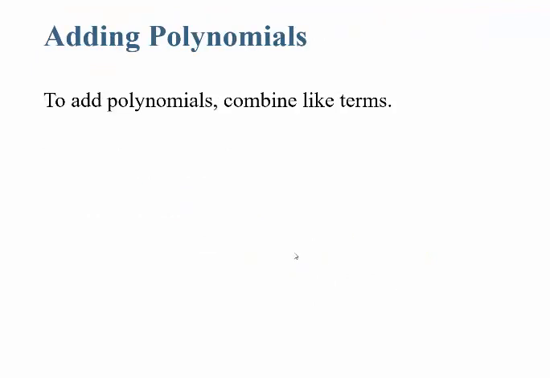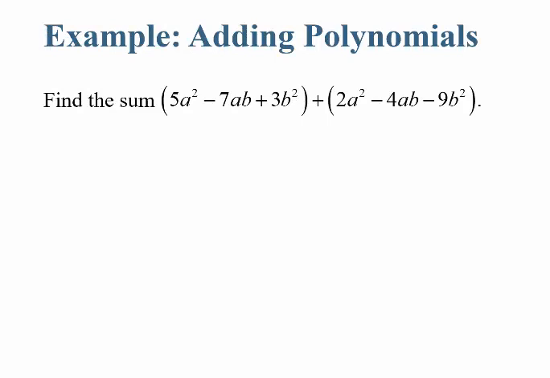All right, so to add polynomials, basically if you have two different polynomials and you want to add them, all you're going to do is just combine like terms. So suppose I give you this. I want to find the sum of these two polynomials here. 5a squared minus 7ab plus 3b squared. All right, and then I want to add to it a different polynomial, 2a squared minus 4ab minus 9b squared.